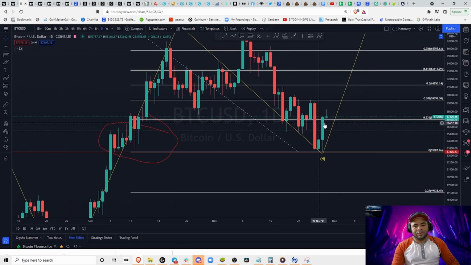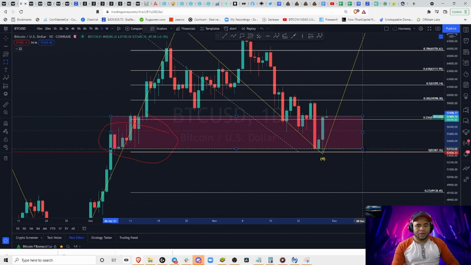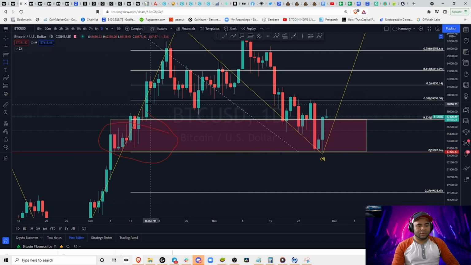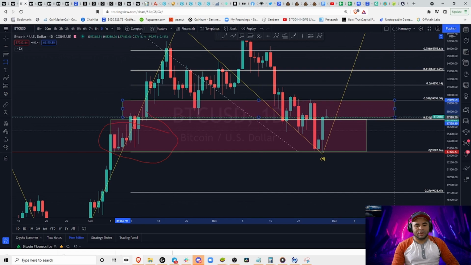Look at that candle. Look how perfectly that closed on top of there. We're in a new zone. Where was the old zone? The old zone was here. This was the old zone, guys. Where's the new zone? New zone is here. This is where we'll play for now until we break out.